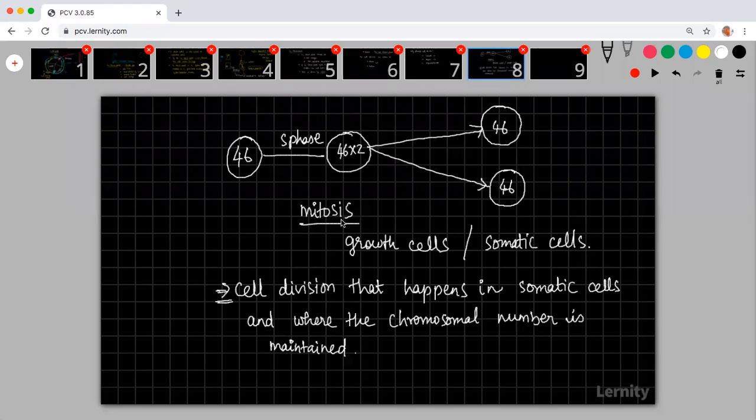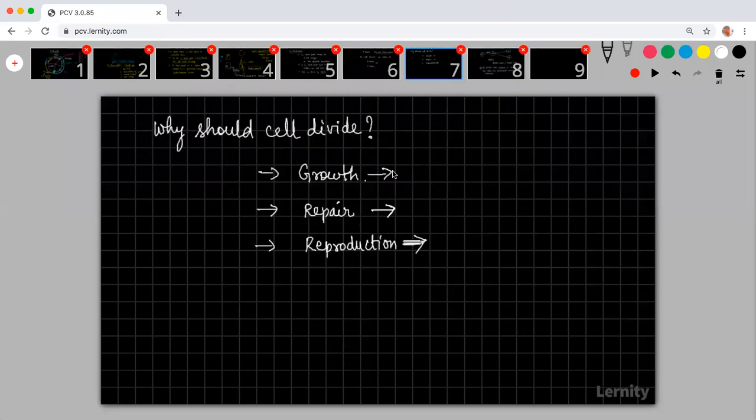Let us say that your skin is growing. What kind of cell division will happen? Mitosis will happen. Nails are growing. What will happen? Mitosis is happening. Your body is growing. What is happening? Mitosis. Your internal organs are growing. It is mitosis. Wherever growth or repair mechanism is involved, it is usually mitosis.